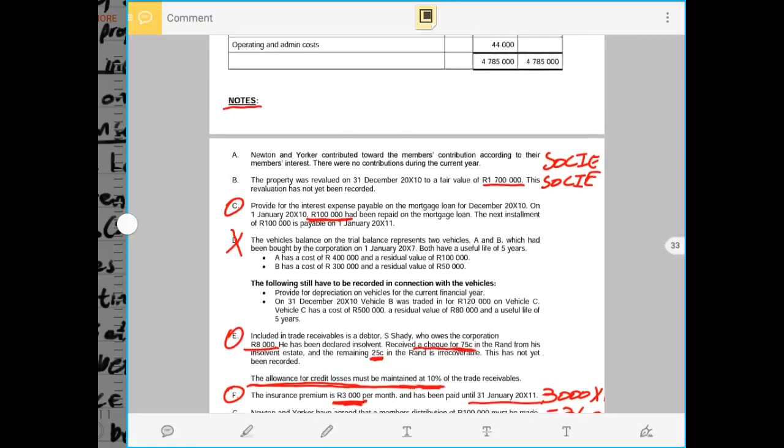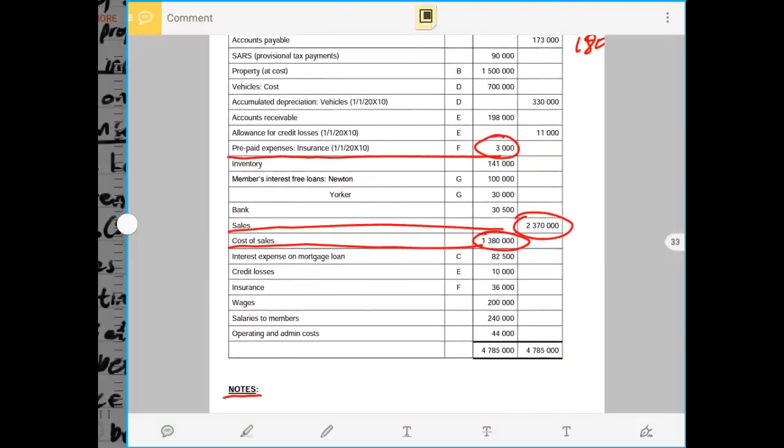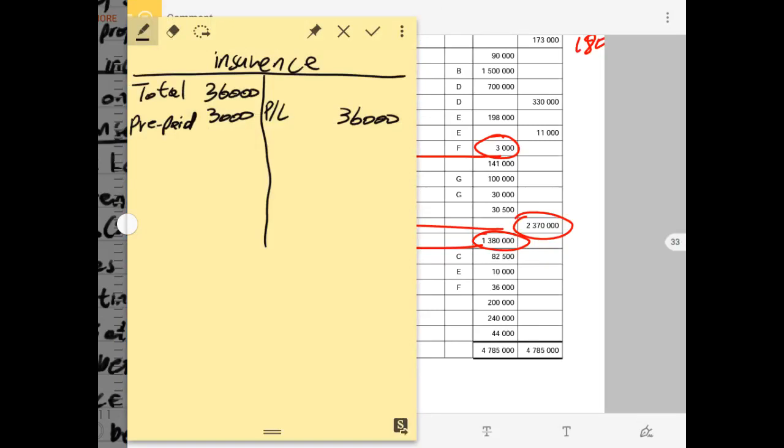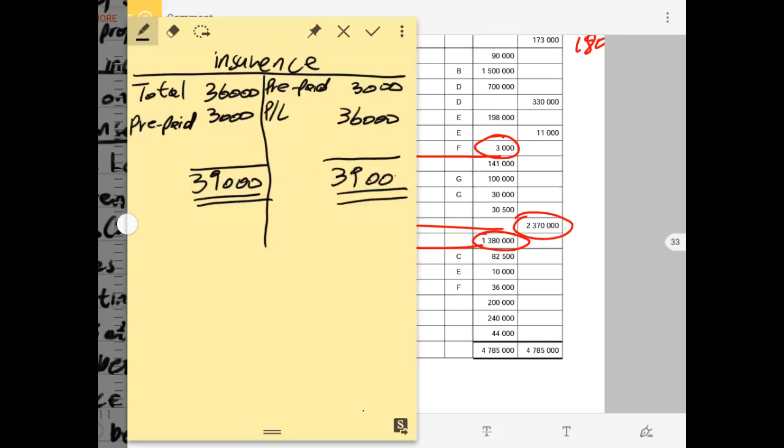Then when we did the analysis in the trial balance, it was also the same thing. Then after, now we can record prepaid by the end of the year, prepaid insurance expense by 3,000 rands. Then that means we can close off this ledger account. Then this will be 39,000 rands and 39,000 rands.